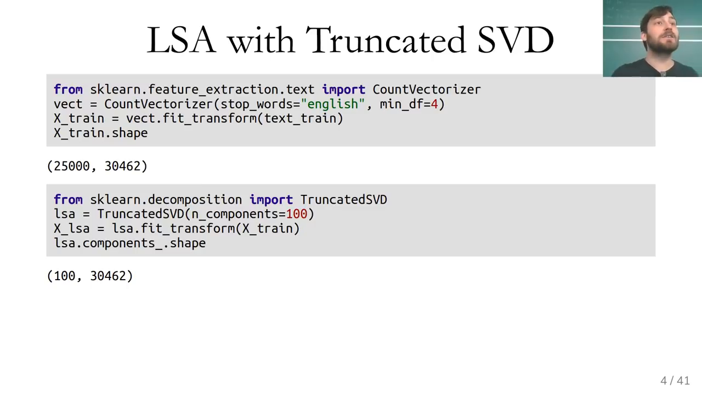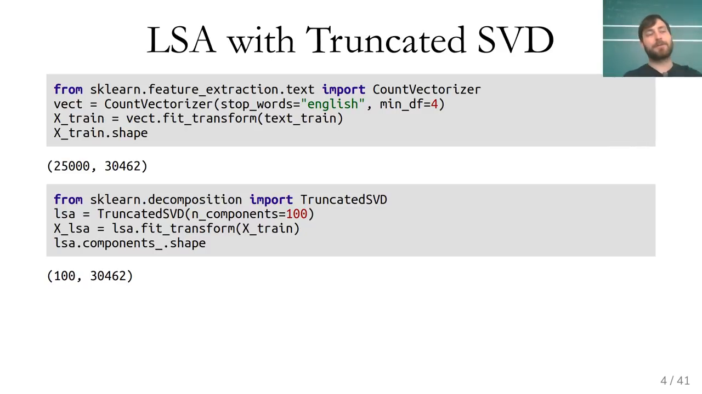This is again on the IMDb movie dataset. Here I'm using the whole dataset, as we're doing an unsupervised algorithm, unsupervised feature extraction. So we have 25,000 samples, and the vocabulary has size 30,000. Here, X_train is the bag of words representation that we talked about last time. Now we can apply truncated SVD.